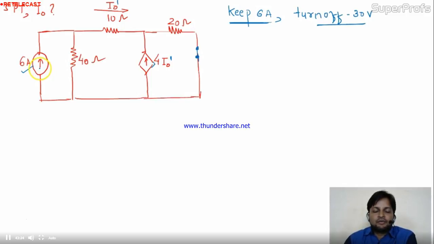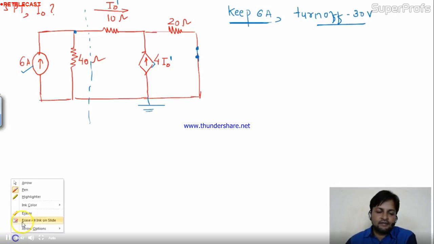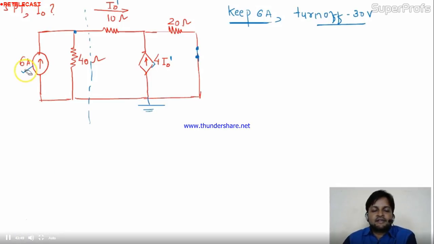What can I do now? I can apply over here, see, this circuit I'll do by nodal analysis. Or up to this part I can apply the source transformation. I can convert this into voltage and series resistance. I'll do that. 6 is the current, 40 is the resistance, so voltage will be 6 into 40, it's 240 volt with series 40 ohm. Is it okay?